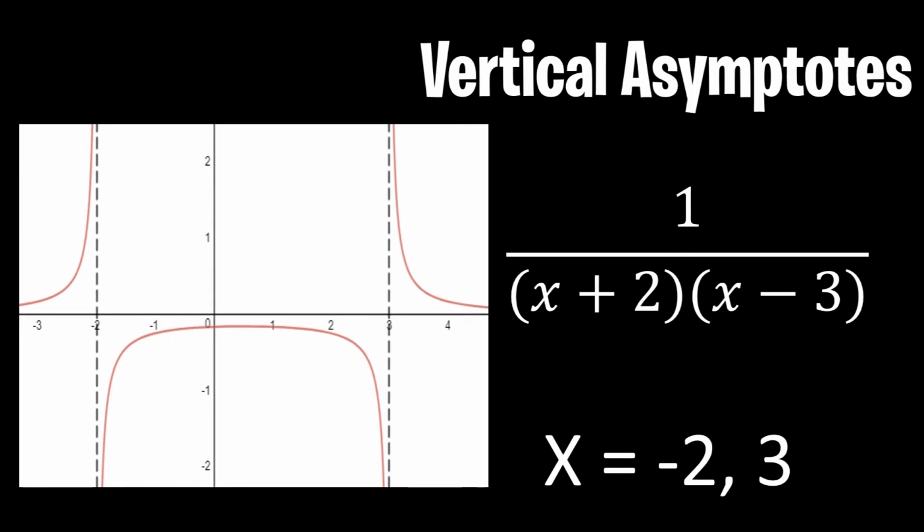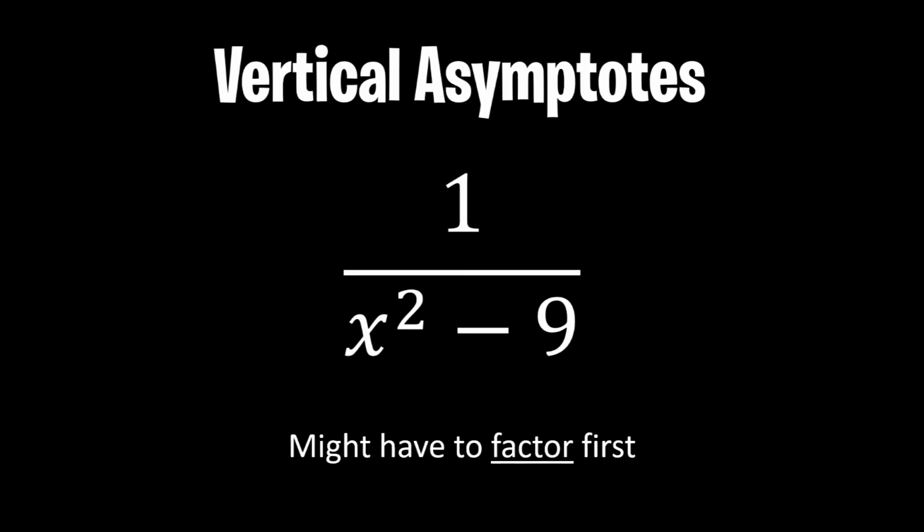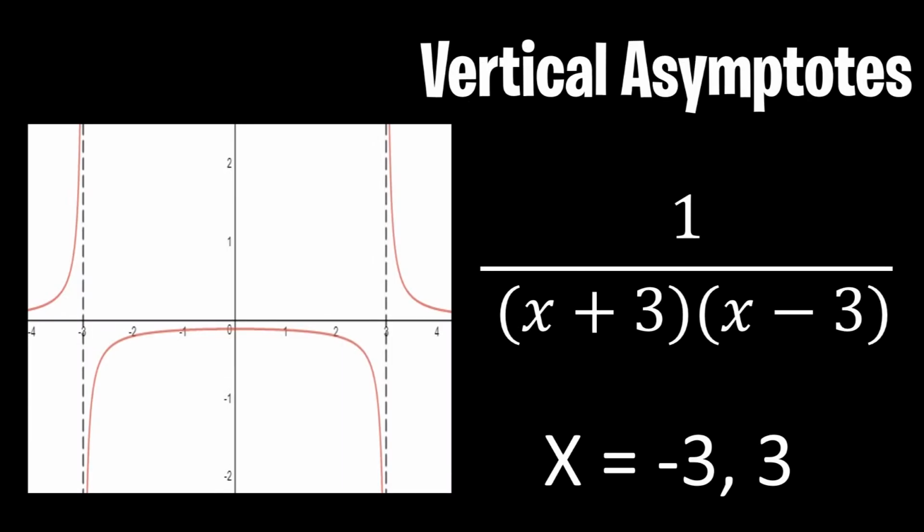Well, why do I have vertical asymptotes at those values? Well, if I plug in -2 for the first set of parentheses in the denominator, -2 plus 2 is 0. Any number times 0 is 0. I can't have a 0 in the denominator. And if I plug in a 3, 3 minus 3 is 0. Can't have a 0 in the denominator either. So those become my vertical asymptotes.